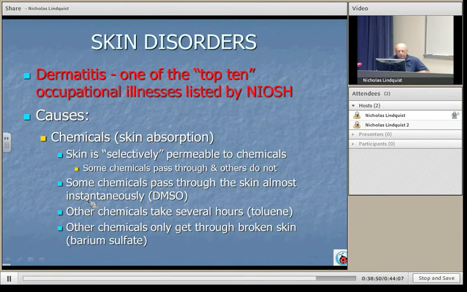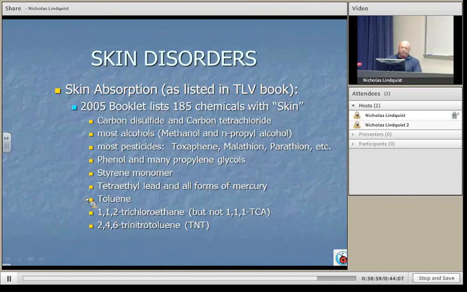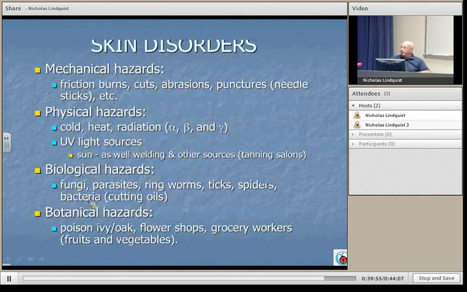And then you have other products, for example barium sulfate, where you would actually have to have cuts in the skin for it to have entry. In the ACGIH TLV booklet published in 2005, about 185 chemicals have the notation skin. When you're looking at TLVs and you see the notation skin, that's telling you that skin contact can contribute significantly to your exposure to that chemical. In other words, that compound can penetrate the skin, enter the blood system and do damage to the body. So that's just a way to flag a chemical if it is a significant skin contact problem.